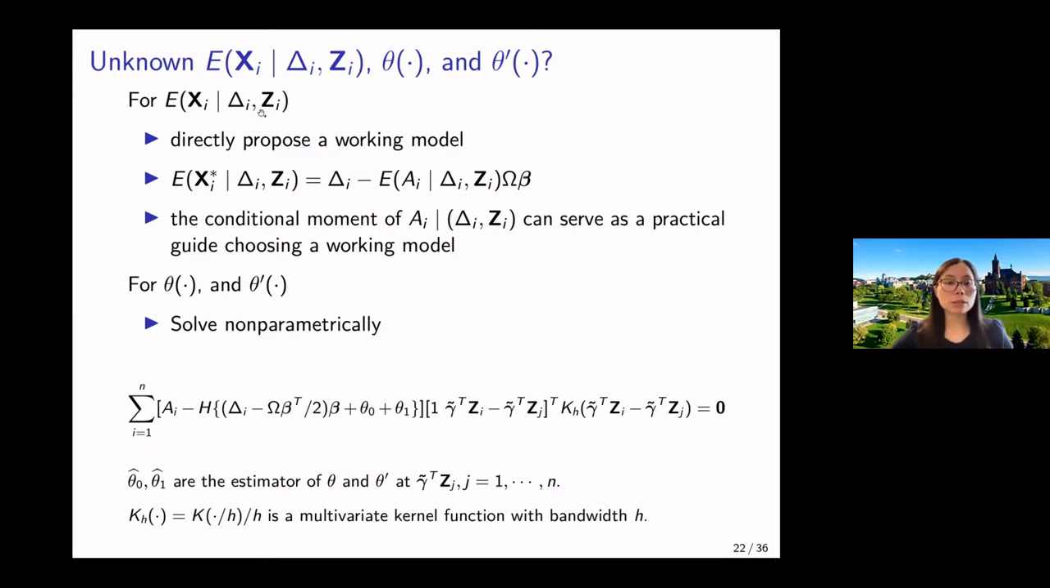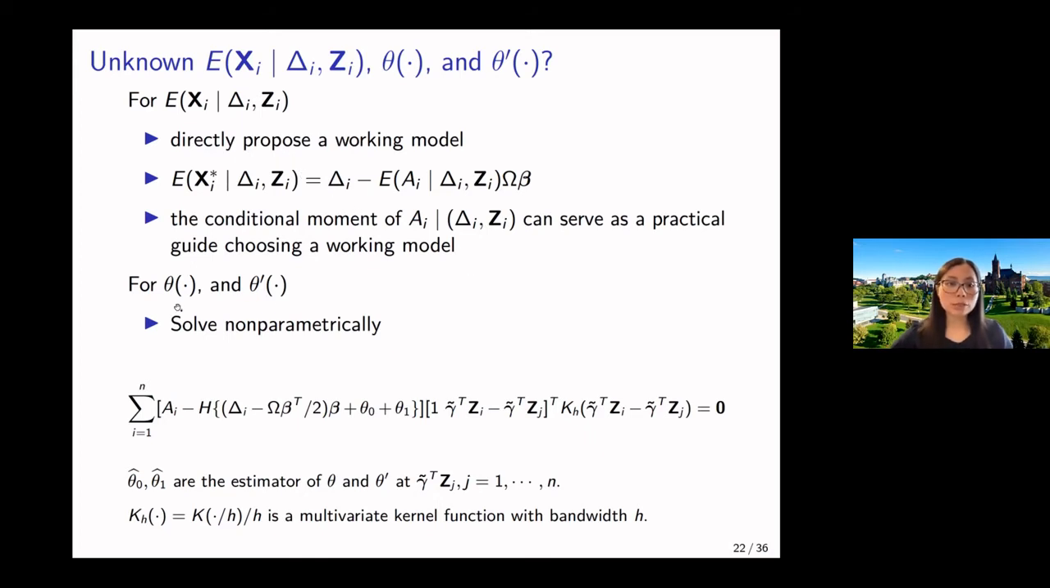This is doable because we have the nice relationship between the delta, which is the complete and sufficient statistic, and this X star. We can derive the relationship between the expected value of X star given delta and Z to be this form, and then the conditional moment given delta and Z can serve as a practical guide to choose a working model for this quantity. The idea is simple, and we also have a practical guide for choosing this model. So it's completely doable compared to doing a lot of convolution of two unknown quantities, and computationally it's more efficient.